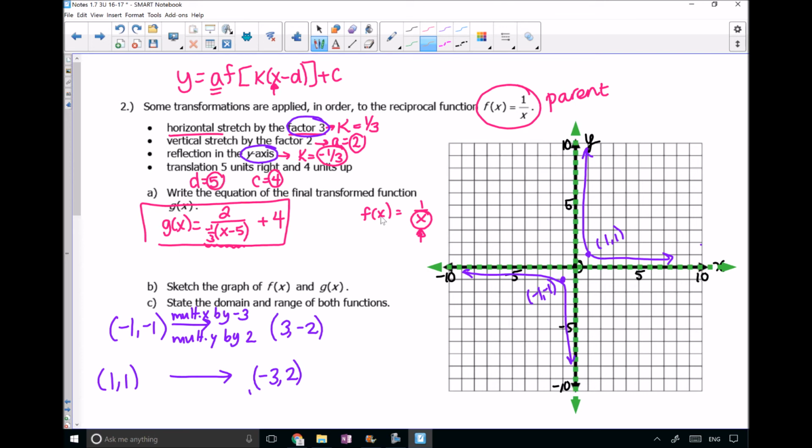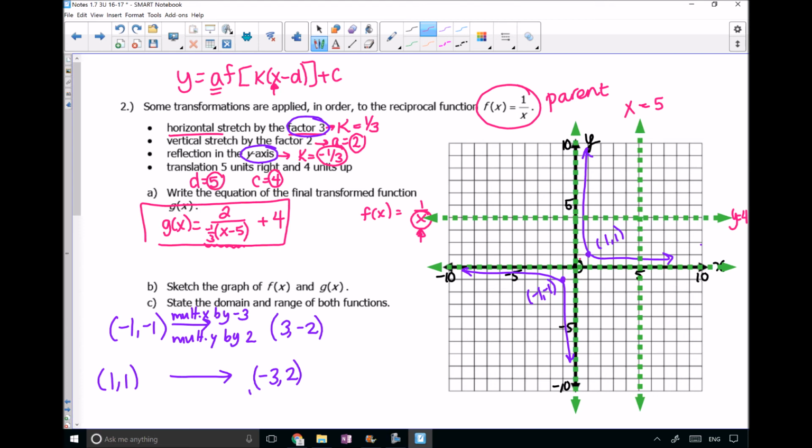If it shifted 5 units to the right, what ends up happening is this vertical asymptote right here ends up moving 5 units to the right. So I'm literally going to take this asymptote, and it's now going to be at x equals 5 instead of at x equals 0. And also, since it shifted 4 units up, I'm going to take this horizontal asymptote right here, and I'm going to shift this 4 units up. So now I have an asymptote at y equals 4. Okay, so it's kind of like this origin right here gets transferred over here.